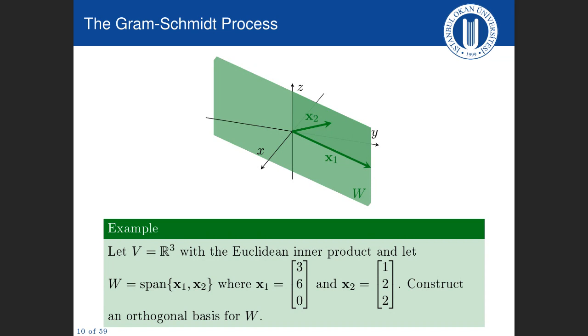Before I do the calculations, let's just look at the picture I have here. V1 is going to be the same as x1. And then we want to construct a V2, which is orthogonal to V1. So V1 is going to look like this, exactly the same as X1. V2 is going to be orthogonal to it. We're going to take the part of X2 which is in the same direction as V1, and then subtract that from X2 to get this vector, V2.